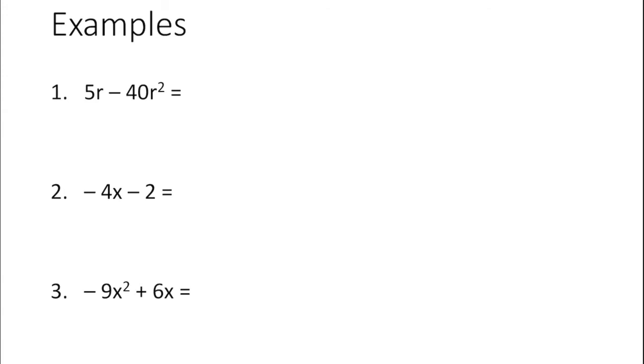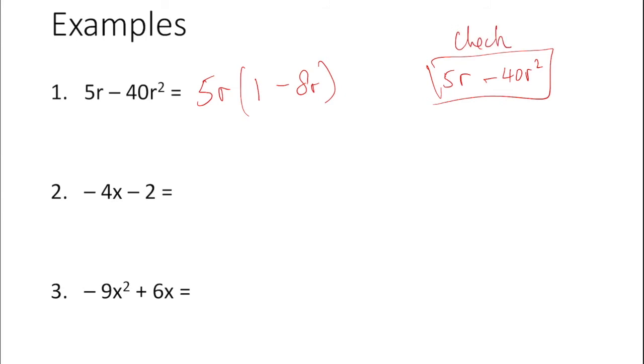Next bit, I want you to take your time, pause the video for a while and try these 3 questions. Once you've done it, check the answer against mine. This time for 1, you can see that r is a common factor there. And 40 can be divided by 5. So therefore, we can take 5r out, leaving inside the bracket: 5r divided by 5r is 1, minus 40r squared divided by 5r is 8r. Let's check it. 5r times 1 is 5r. 5r times minus 8r is 40r squared. So that is correct. I checked it by the distributive law.